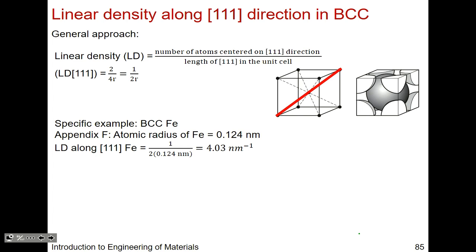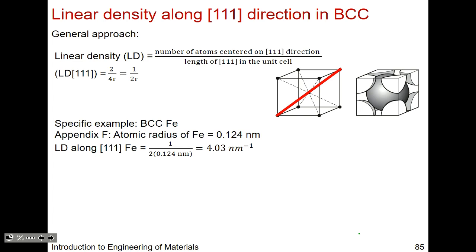So let's think about a linear density along a particular direction. One example could be the 1, 1, 1 direction in BCC. So now we are actually talking about a cubic system. We're talking about a material with some symmetry. This symmetry happens to be body-centered cubic. So the general approach is to count the number of equivalent atoms along that direction divided by the length of that direction in the unit cell, and that is your fraction.